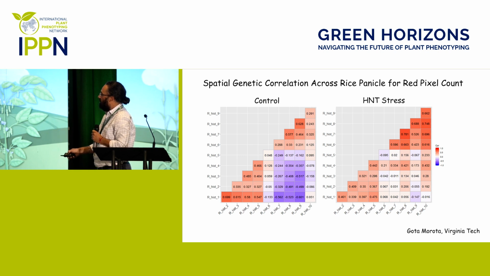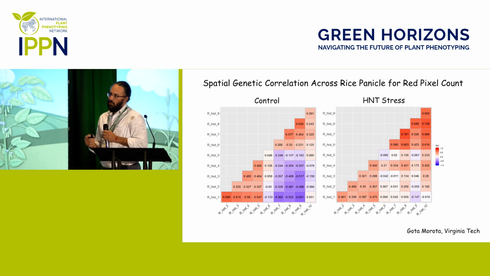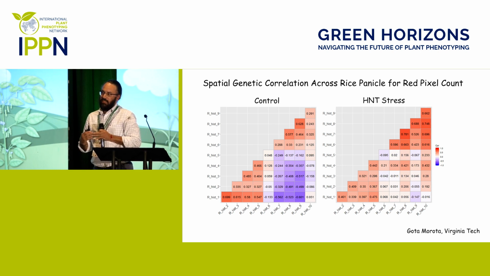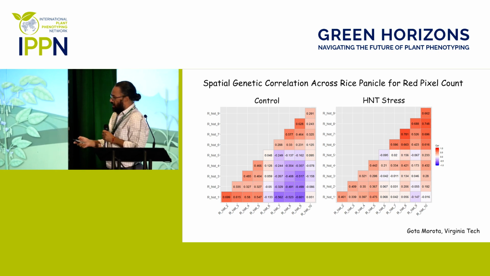And what we find is that the traits or the segments that are next to each other are genetically correlated. What that means is that there are genes that are commonly shared in regulating that particular trait. In this case, that trait being a digital trait, basically a red pixel count for that segment and the next one.